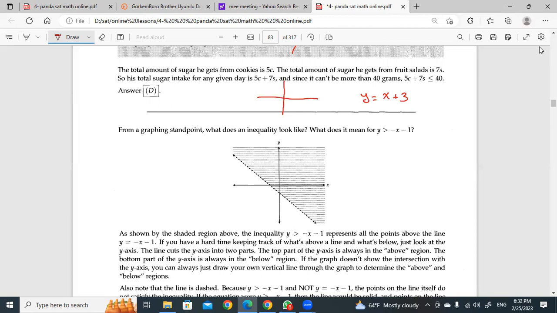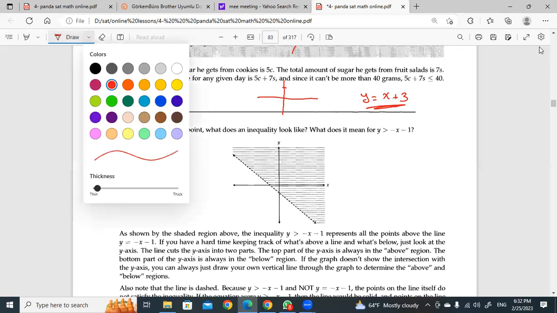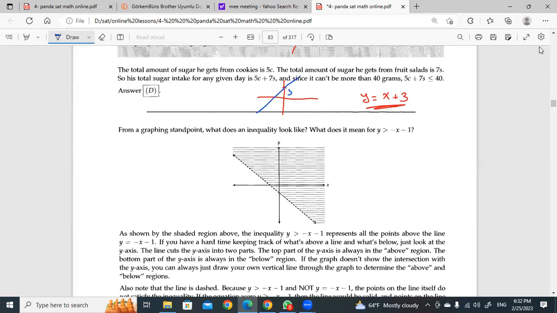It's 1. Positive or negative? Positive. So the line is going upward or downward from the left to the right? Upward, exactly. And what is the y-intercept? It's 3. So I'm sure that this is the equation of the line, and this line is going upward like this, and it will intersect the y-axis at 3. This is the equation of the line.